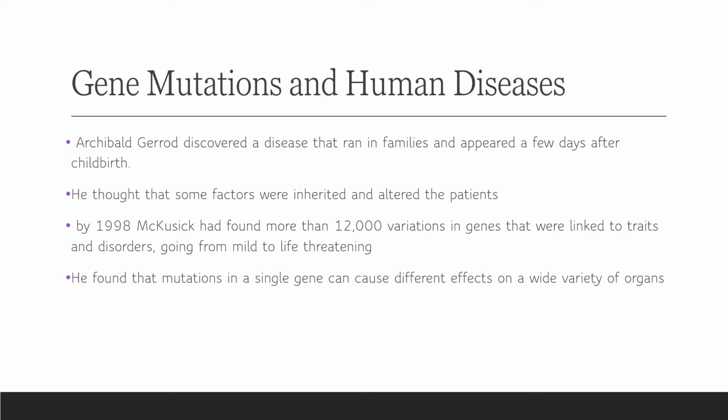And in 1998, McKusick found that there were more than 12,000 variations in genes that could be linked to traits and disorders that could be mild or life-threatening. And he found that mutations in a single gene can cause different effects on a wide variety of organs, such as connective tissue, like tendons, cartilage, bones, ligaments, and it could lead to problems like cardiovascular manifestations, and mutations in structural proteins could lead to heart failure and aortic ruptures, like the ones found in Marfan disease, where the person tends to die young from ruptured blood vessels.